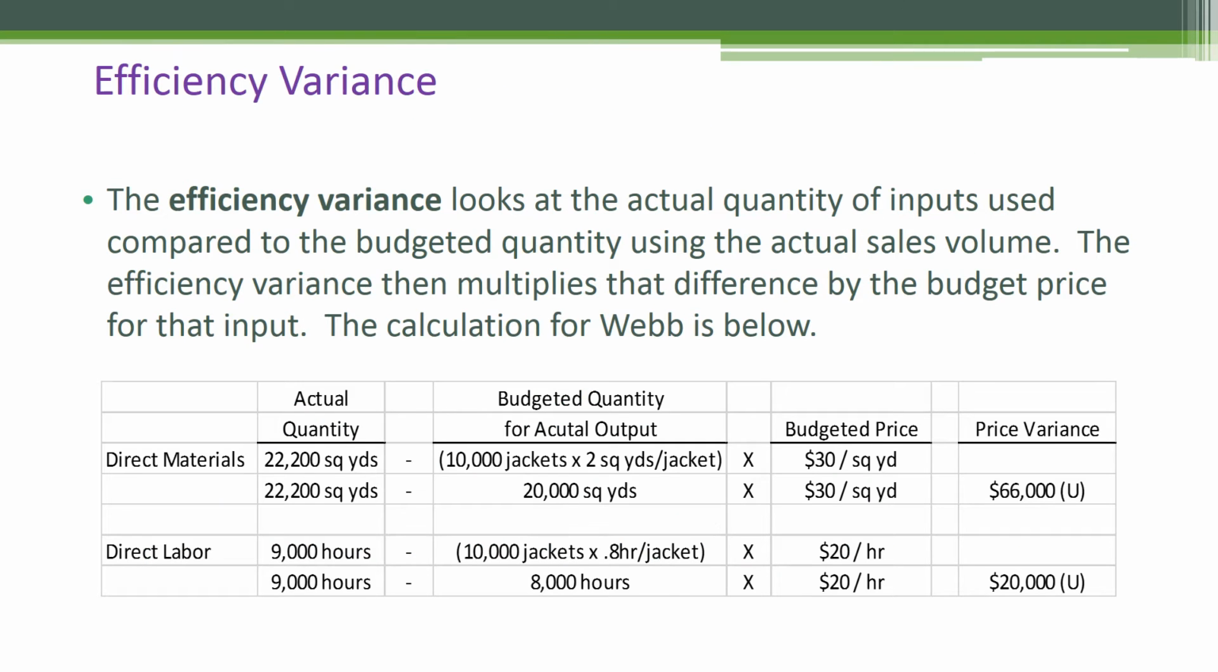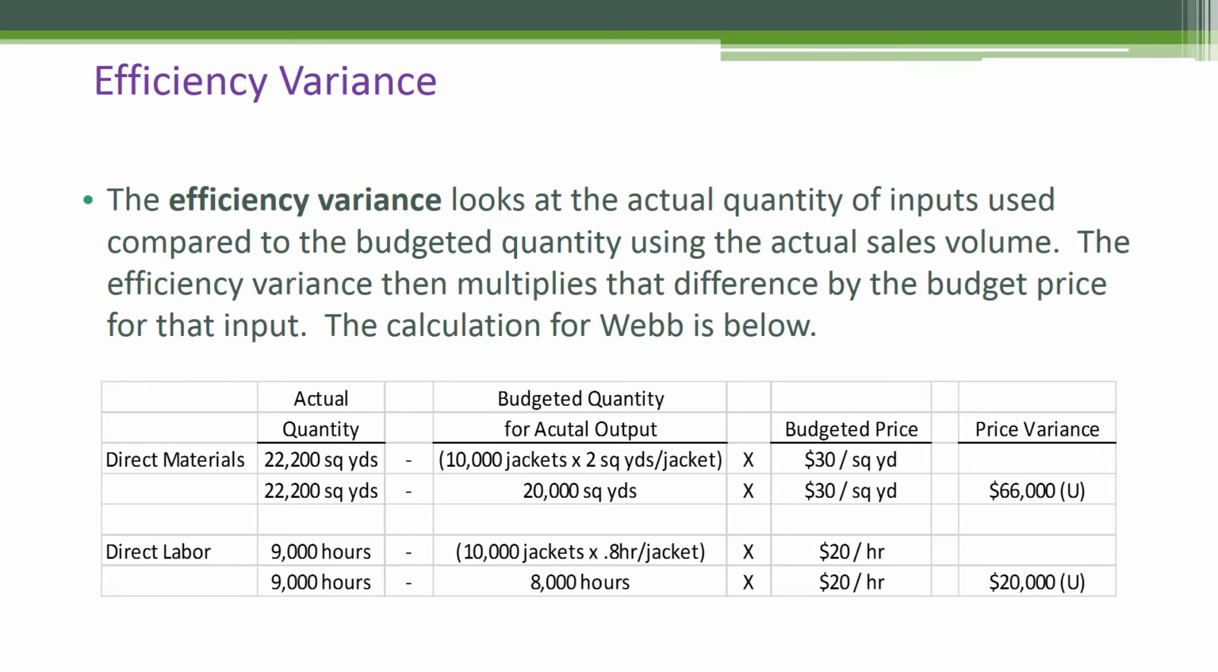The efficiency variance looks at the actual quantity of the inputs used compared to the budgeted quantity, using the actual sales volume. The efficiency variance then multiplies that difference by the budget price for that input. The calculation for Webb is below.